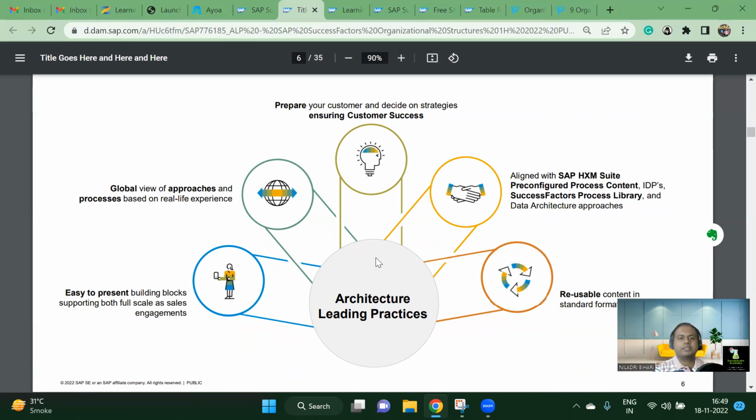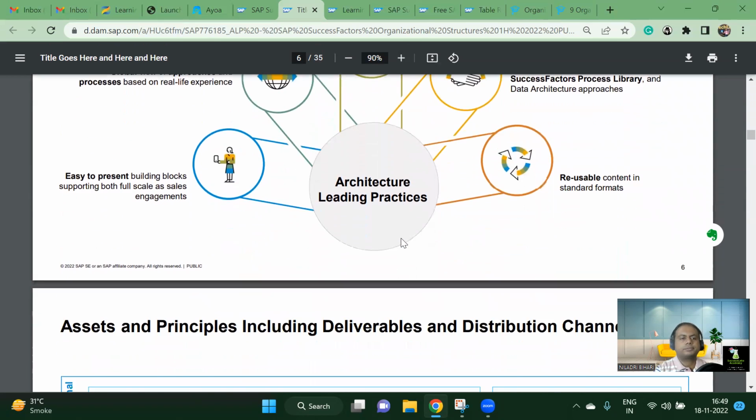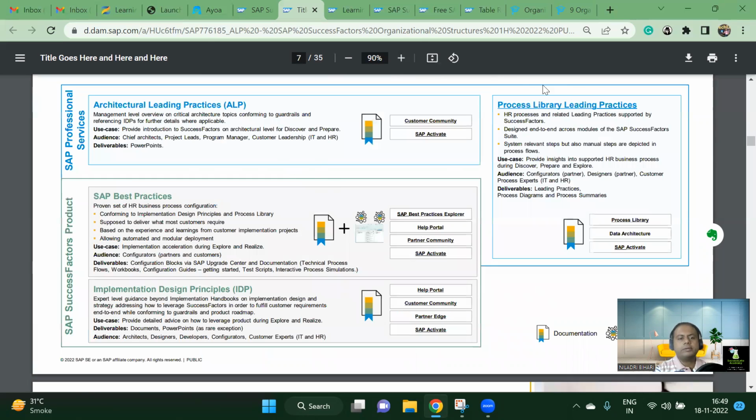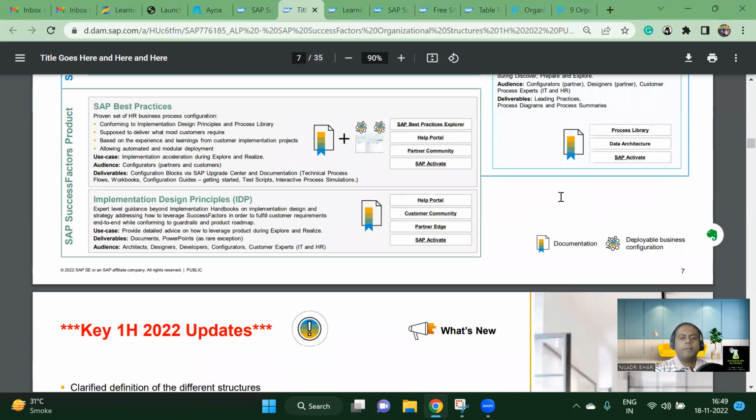You can prepare your customer strategy or different real-time experience approaches. It also talks about different building blocks of your architectural leading practices. So I'm not going through it in detail, but I will recommend going through it. I will be directly jumping to the particular topic.